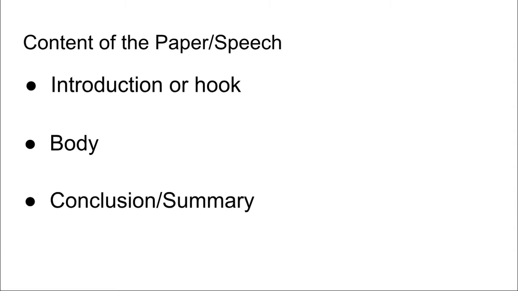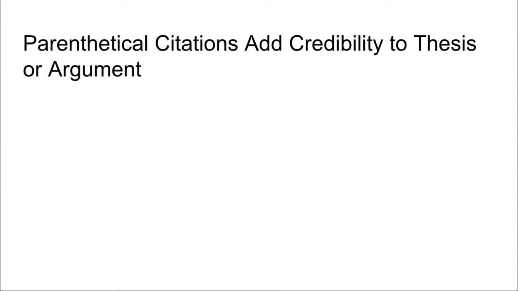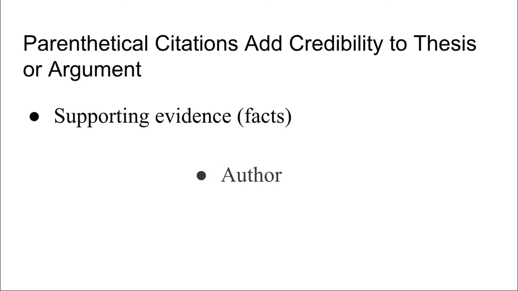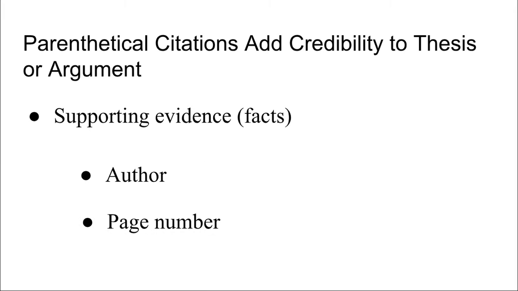Parenthetical citations usually appear in the text of the body of the paper, hence in-text. Parenthetical citations add credibility to your thesis or argument as you are providing supportive evidence in the form of factual information from some form of authority on the topic. Therefore, citations tell your reader or audience who your authority is and specifically where you got your information. Usually, this is presented as the author and page number.